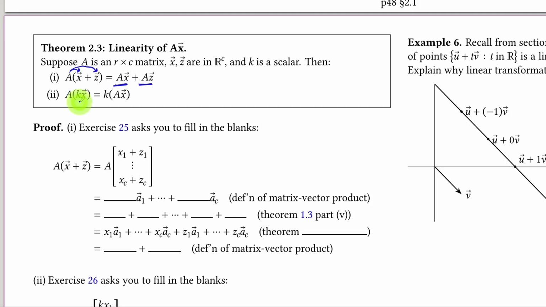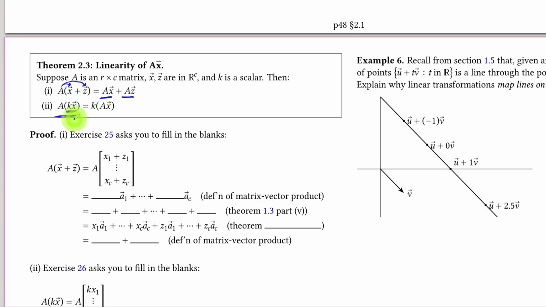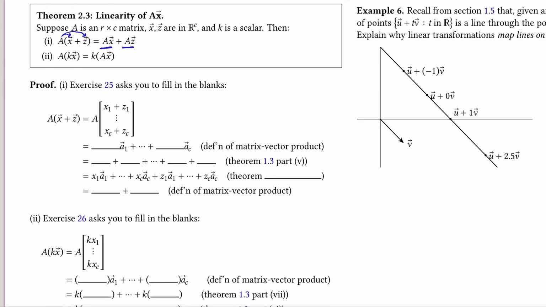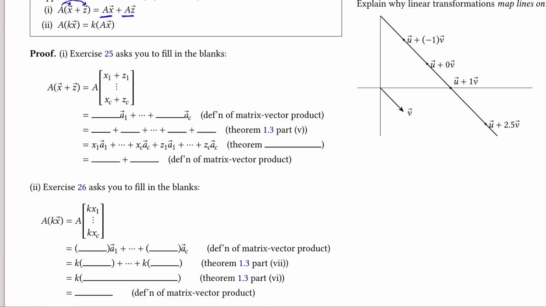But also notice we have this sort of associative rule. If you scale a vector by k first and then multiply it by A, you get the same thing as if you multiply the vector x by A first and then scale it by k. So all that is stuff that is going to make doing algebra with matrices as the objects work nicely.